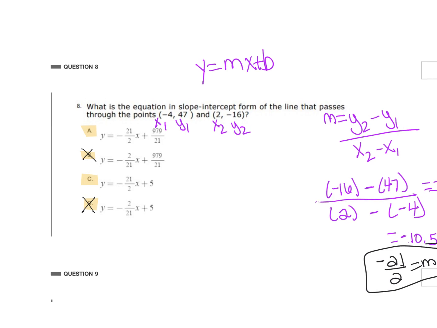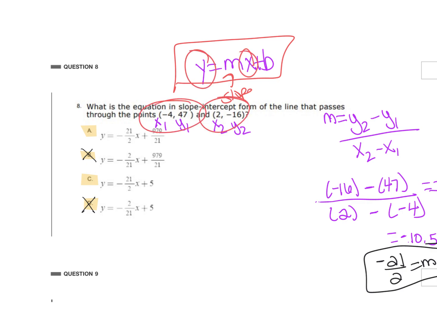Remember, we can find our y-intercept by still using this slope formula. Because all we need is our slope to find our y-intercept, and a point, x and y. Well, we have two of them. So I'm going to choose one of the points. It doesn't matter which one. I think I'm going to use this second point. Something about that 47, I don't really know if I want to work with the number 47. You can. I'm just not going to do it.